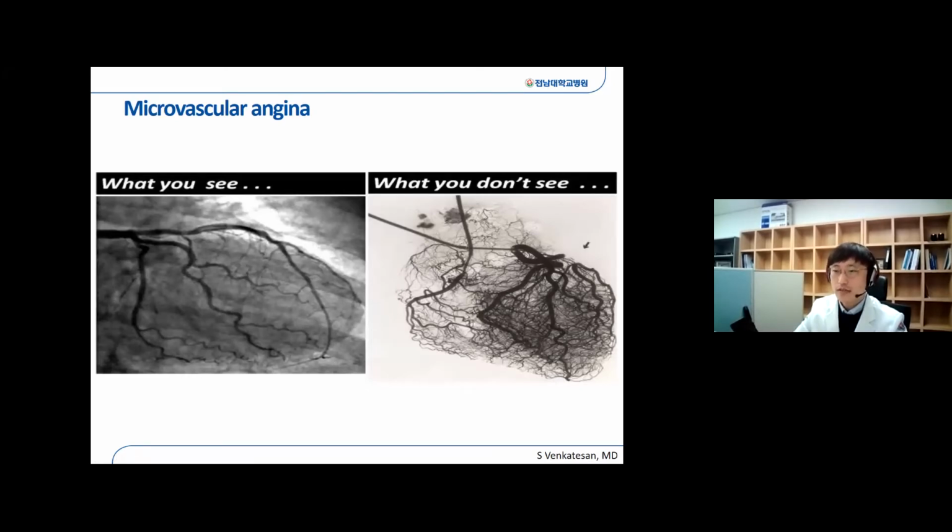Here, this is a very interesting set of images. On the left side, this is what doctors see when they do an invasive coronary angiogram or cardiac CT or MR angiography, the anatomical images. But there are many more microvessels which travel into the myocardium and that we cannot see on anatomical images. And these microvessels are actually the major flow limiting vessels.